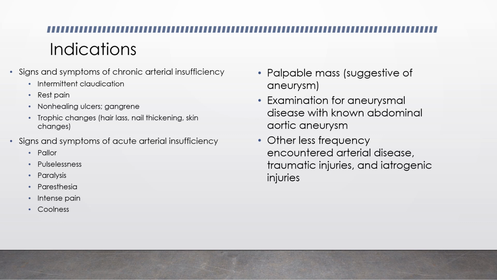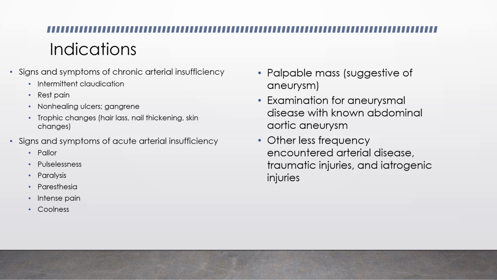Another sign you could see is a palpable mass, which would indicate an aneurysm. Sometimes the masses might be really difficult to identify in the deeper arteries, but you might be able to find these at the common femoral artery, superficial femoral, and popliteal area.